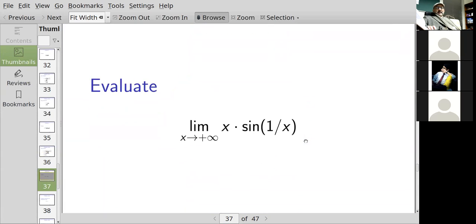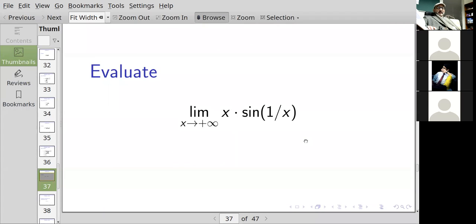All right. Let's try this one. The limit as x goes to positive infinity of x times the sine of 1 over x. Okay? Now, if I pretend that infinity is a real number and I substitute in here, what do I get? 0. I get that x goes to infinity, right? And the sine of 1 over x goes to 0.